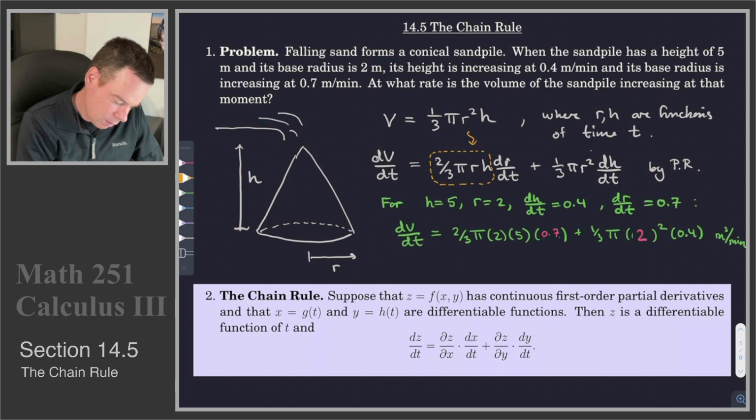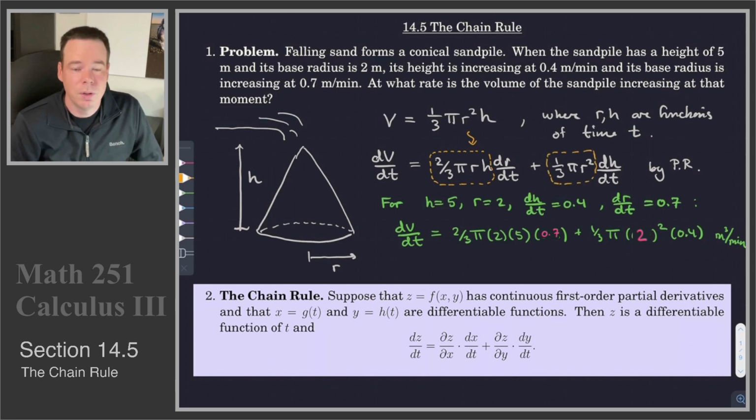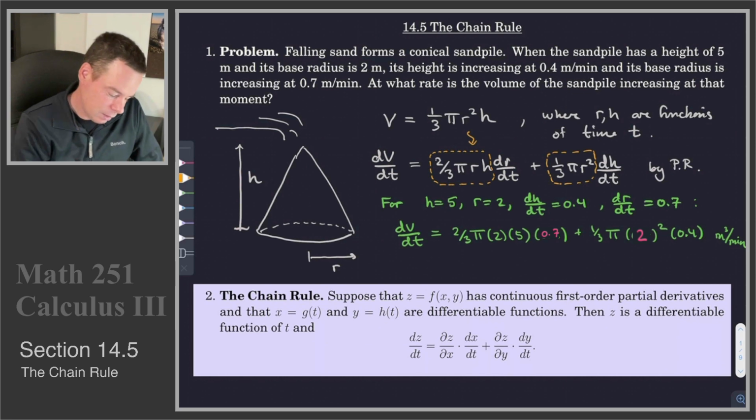So what is that piece? And what is that piece? Now that we're used to seeing functions of multiple variables and partial derivatives, maybe we can interpret these as partial derivatives. And the idea is absolutely we can. It looks like this first piece is just the partial derivative of V with respect to r.